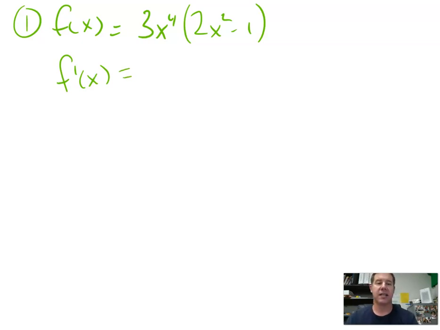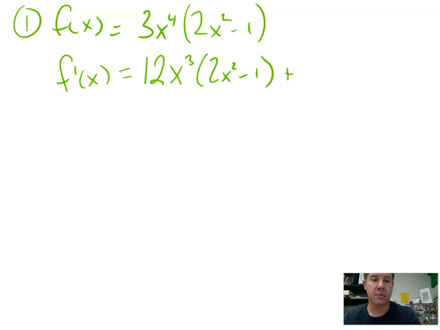So if I do this, I need to take the derivative of the first. Multiply the exponent times the coefficient, take away 1 from the exponent, times the second, 2x squared minus 1, plus the first, 3x to the fourth, times the derivative of the second, 4x. And now I just found the derivative. You could stop right there on a free response question.